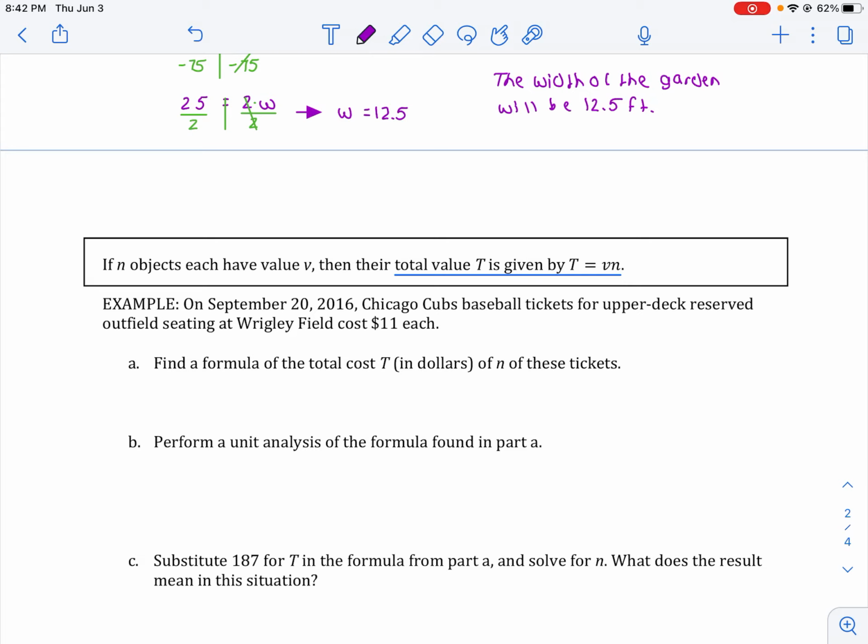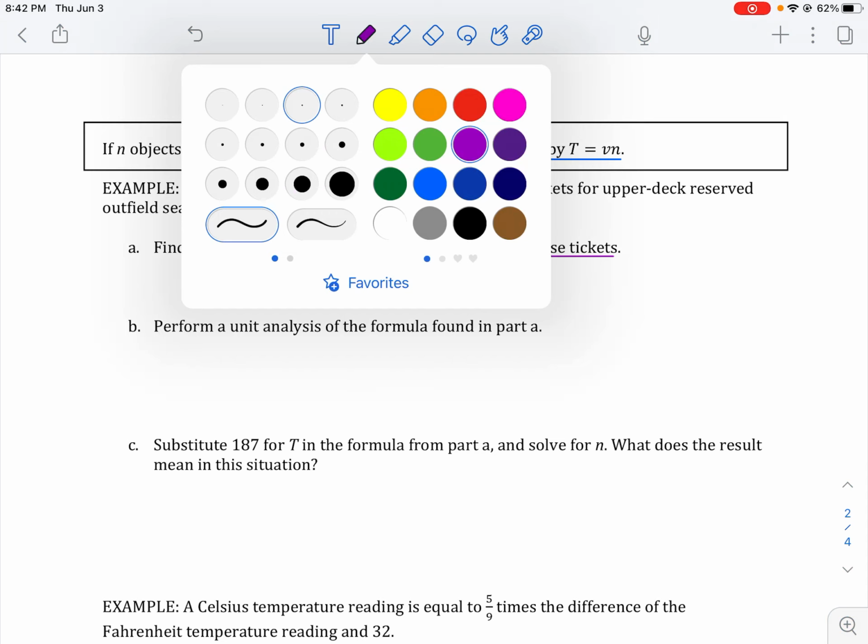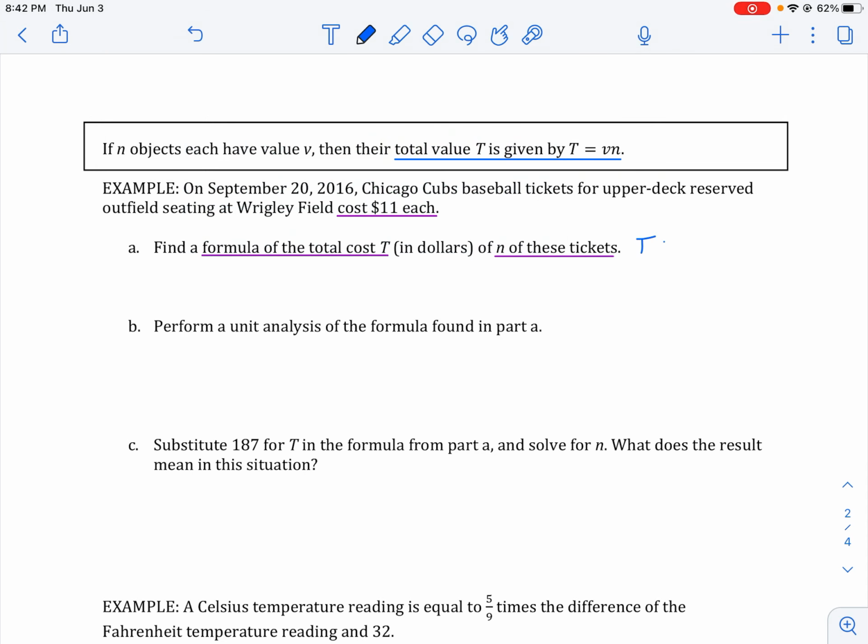So on September 20th, 2016, Chicago Cubs baseball tickets for upper deck reserved outfield seating at Wrigley Field cost $11 each. Let's write a formula for the total cost T if you bought n number of these tickets. So we don't know how many of them we are going to buy. We know we are using the formula for total cost. You take the value of each ticket times the number of tickets you're getting.